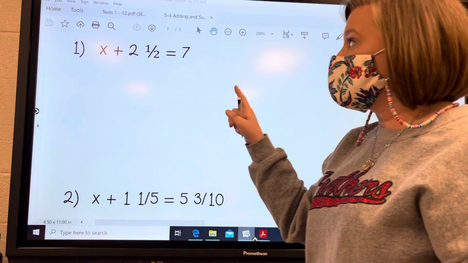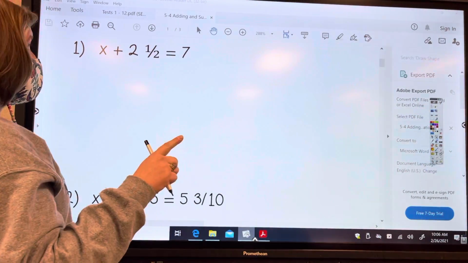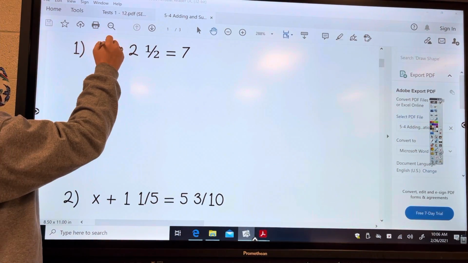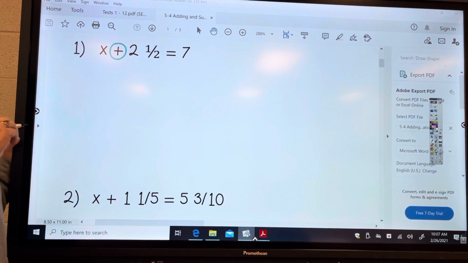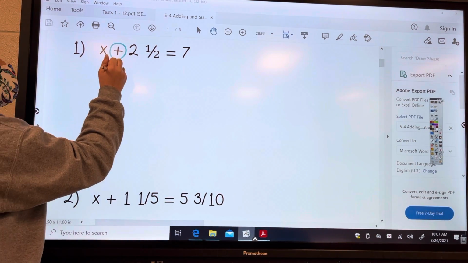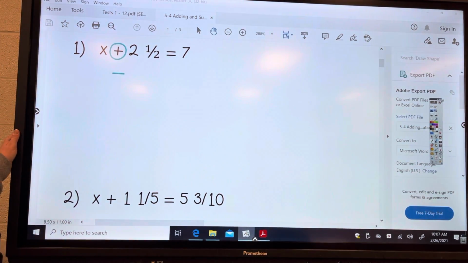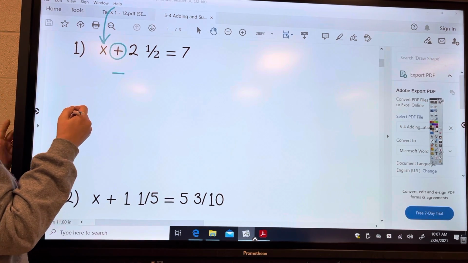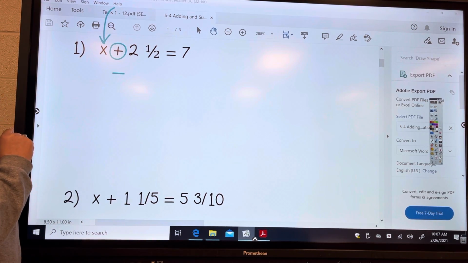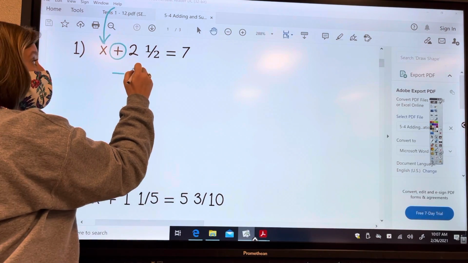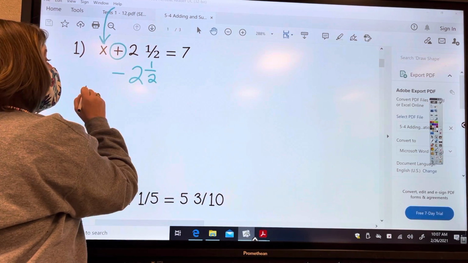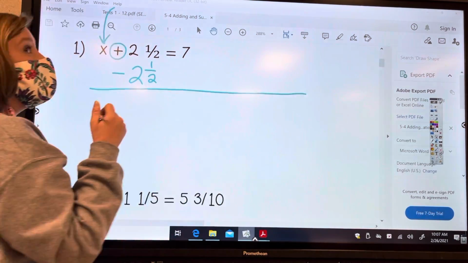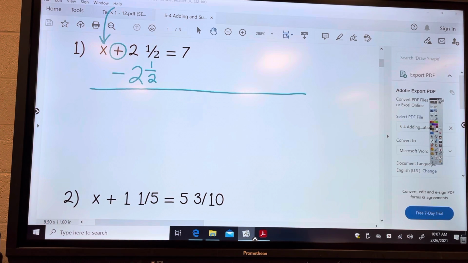So if we have x plus 2.5 equals 7, we just said that in order to undo this addition, we have to do the opposite, which is subtraction. So what am I going to subtract? I want to get the variable by itself. So what am I going to subtract from here? 2.5. And remember, if I do it to one, I have to what? Do it to the other.